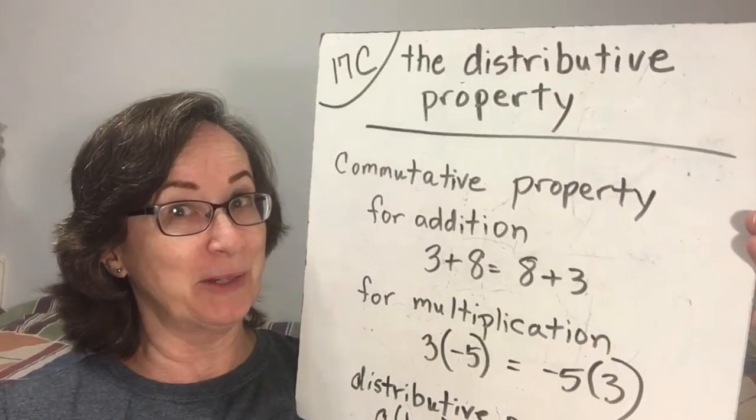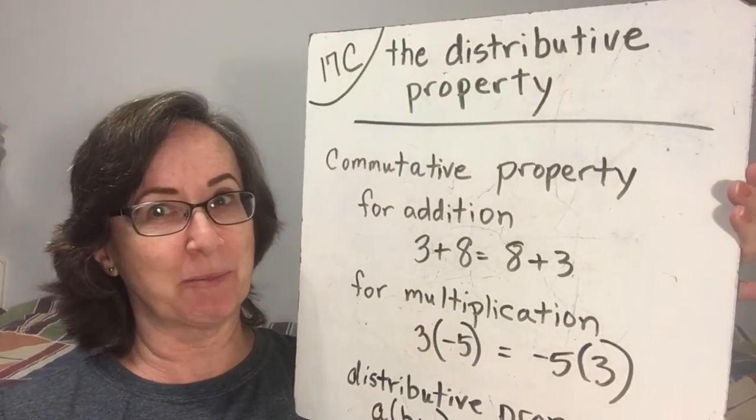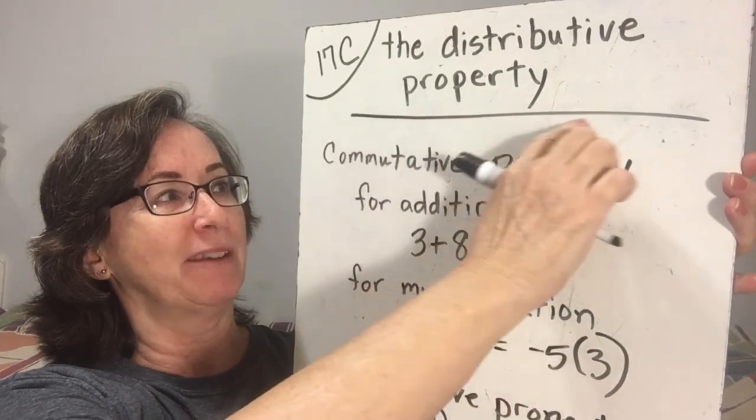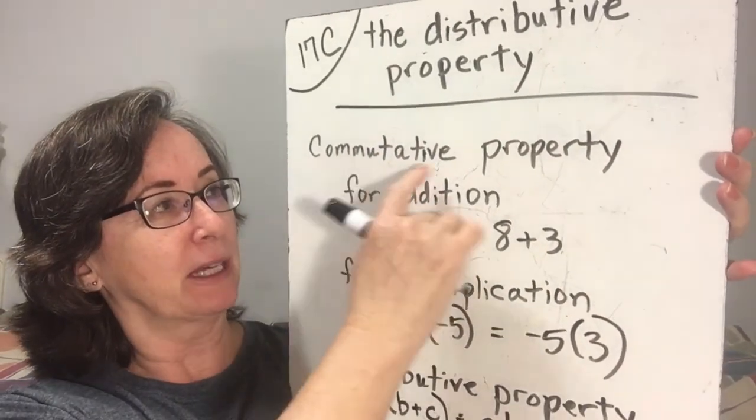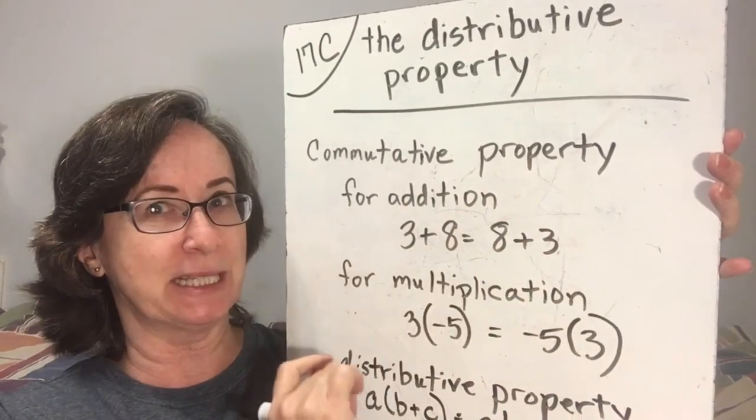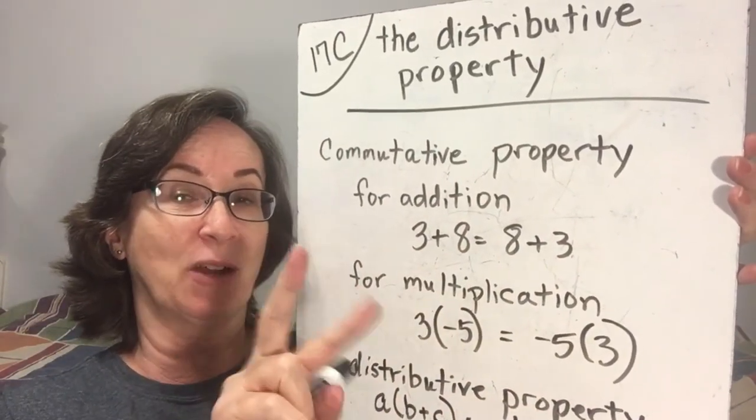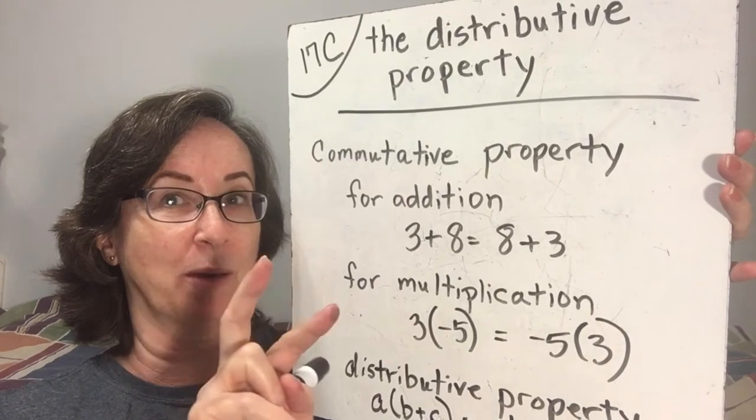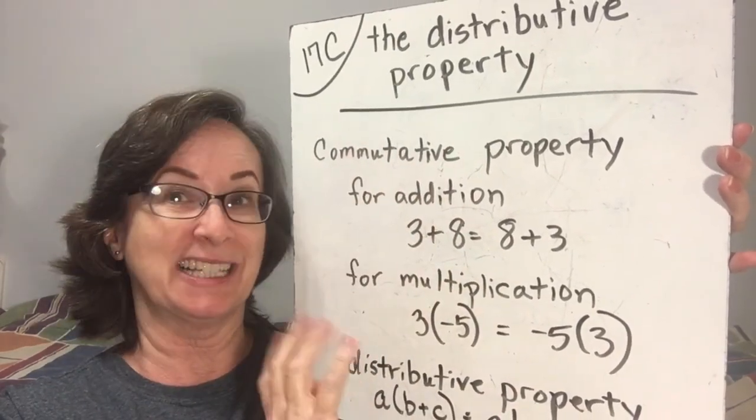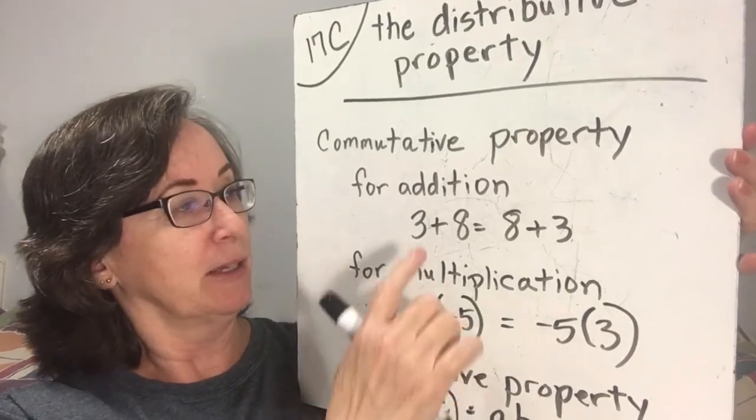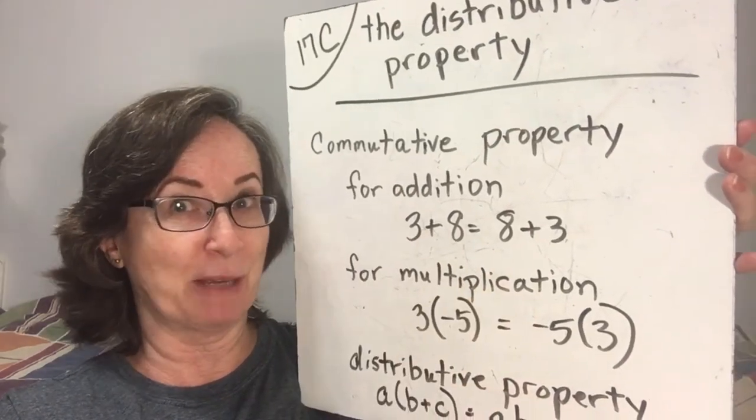So now we're going to move into a very fun property, the distributive property. Now we've already talked about the commutative property. And the commutative property for addition simply means that it's okay for two numbers to commute or move, and it doesn't change the sum at all. So 3 plus 8 is the same thing as 8 plus 3.